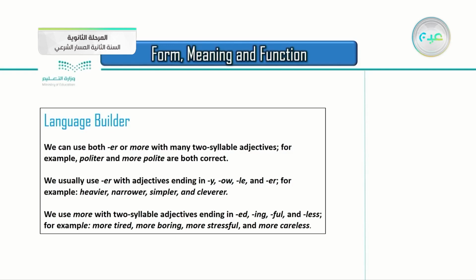We usually use -er with adjectives ending in y, ow, le, and er. For example, heavier, narrower, simpler, and cleverer. So heavier, it ends with the y, so we added ier.